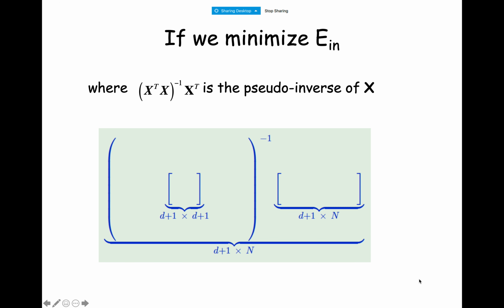So we take this pseudo-inverse, which is d plus 1 by n. If we multiply it by y, an n by 1, that leaves us with a d plus 1 by 1 vector, which is exactly what we want, which is what w is. Does that make sense? Okay. Any questions about this?